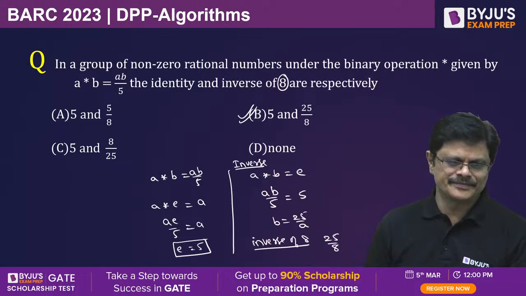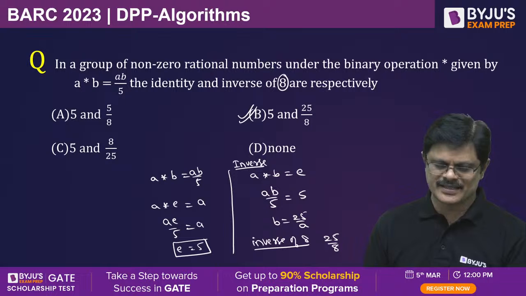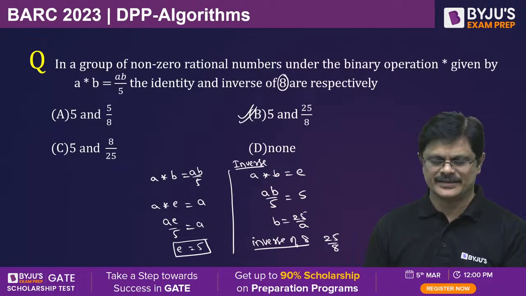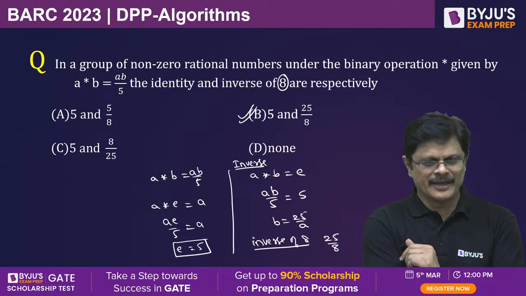Is the idea clear? Not A, B. B is the answer. Not 5 by 8, 25 by 8. 25 by 8 is the answer for this.